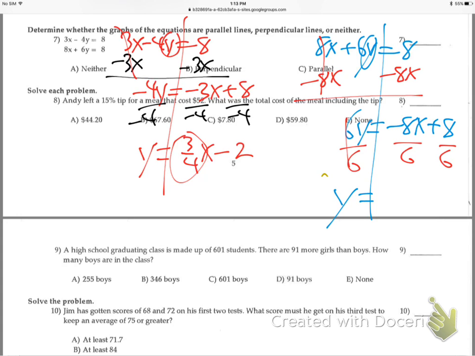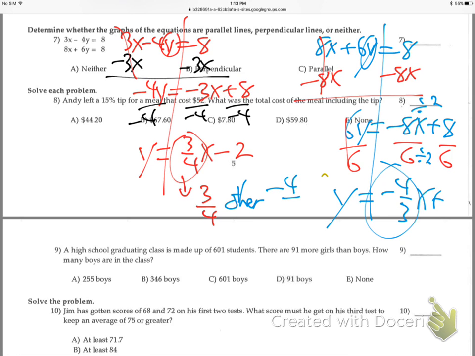Y equals, then reduce this, right? Divide by 2, top and bottom, minus 4/3 x plus, I don't care, because all I care about is the slope. Minus 4/3, right? So, I've got my two slopes. One of them is 3/4, and the other one is minus 4/3. I didn't even finish that second one, because all I'm comparing is slopes.